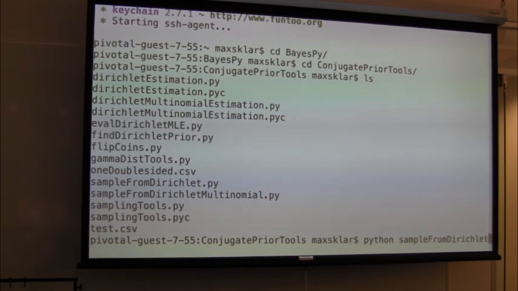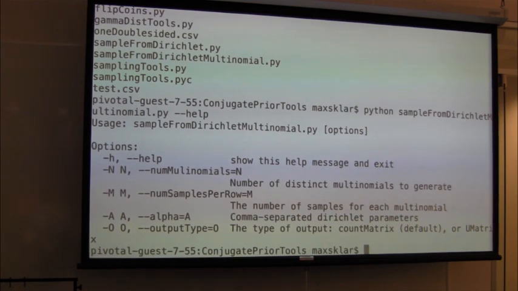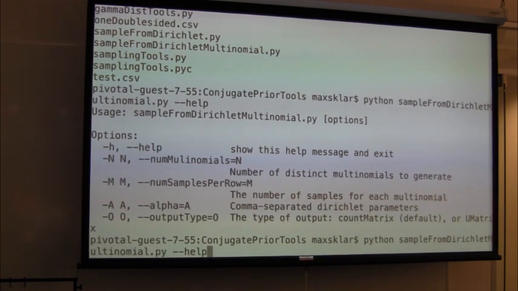So I've got a sampling tool, so I can sample from a Dirichlet multinomial. Let me just give myself help so that I know what I need. So N is the number that we want to sample, M is the number of samples per row, and A represents the alphas. So let's generate 10 rows. Each row, let's do 20 data points. And let's look at a Dirichlet of 1, 2, 1.